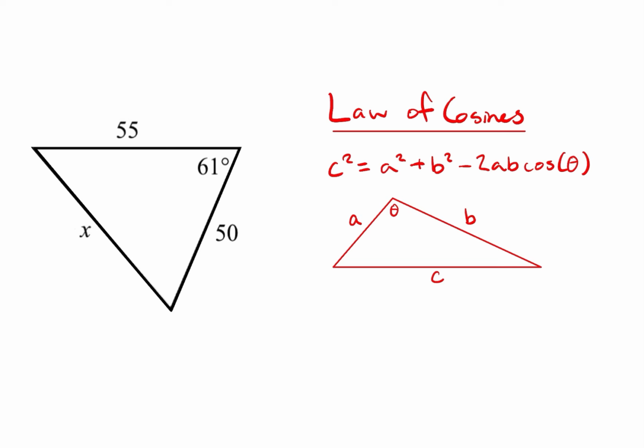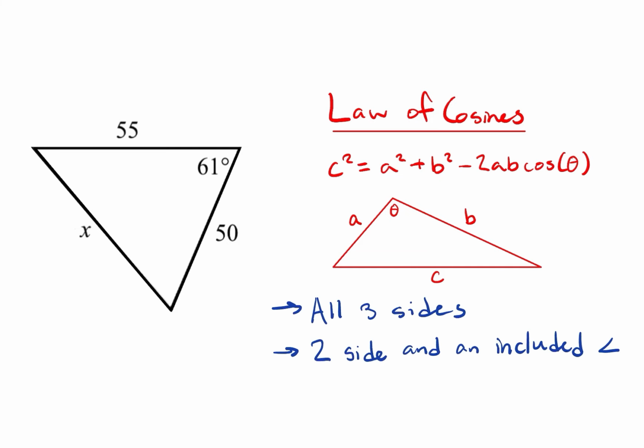The formula for the law of cosines is this, and if you notice, it's kind of like an extension of the Pythagorean theorem. What this law does is that it relates the three sides and any angle in a triangle, and it allows us to solve for any non-right triangle as long as these conditions are present.